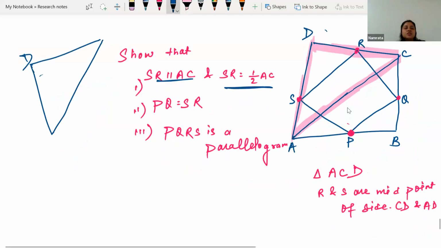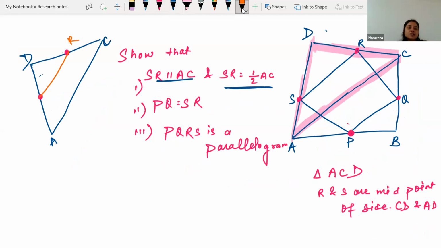So we have D over here, A over here, and C over here. In this triangle, we have taken the midpoint of this side and the midpoint of this side, and we are joining the midpoints, like this. So obviously now the midpoint theorem says that when you join the midpoints of two sides, it will be parallel to the third side.